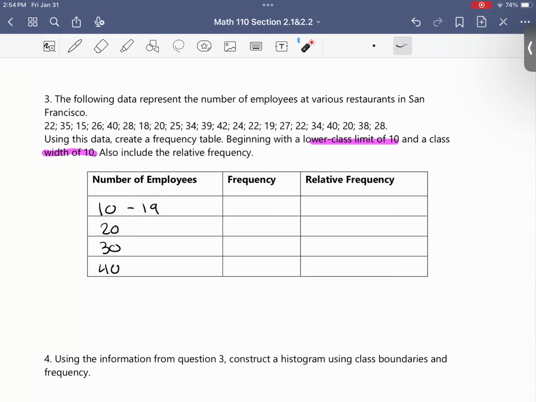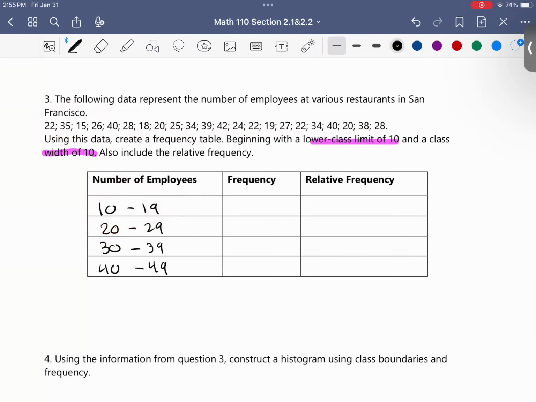Once again, we have a class width of 10. So 19 plus 10 is 29, 29 plus 10 is 39, and 39 plus 10 is 49. Okay, so those are our classes. It's just a range of intervals in between. We have 4 of them. Now the next goal is to pick out which of these data points belong in each one of these intervals. So let's go ahead and check that out.